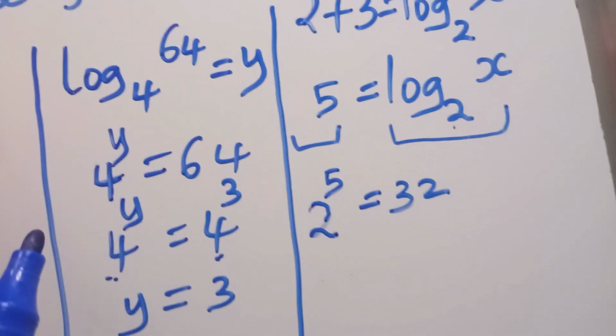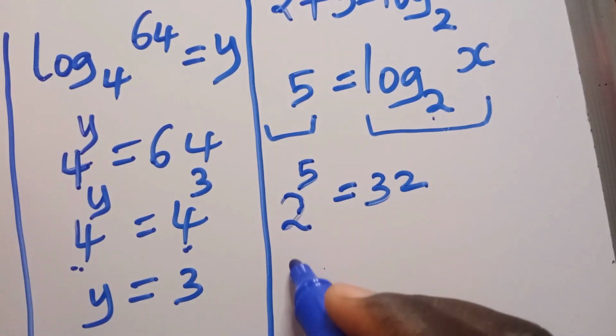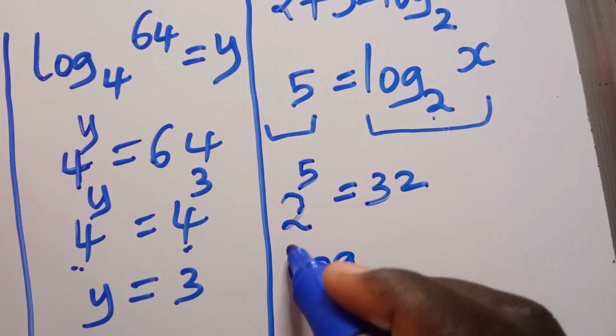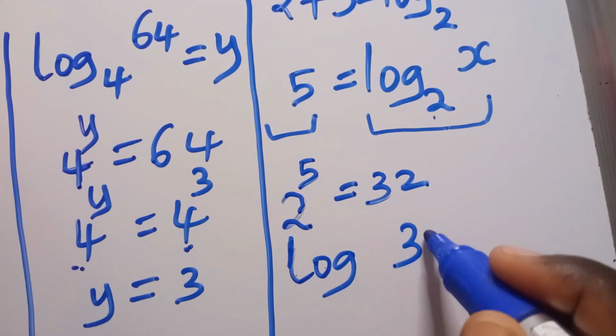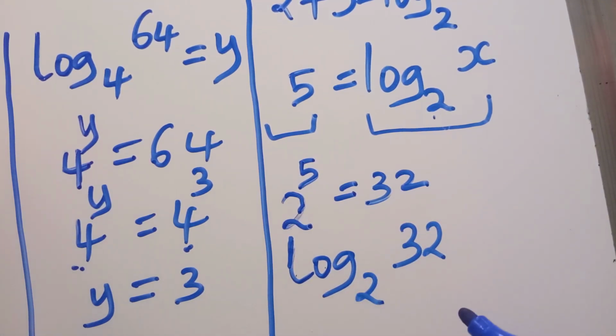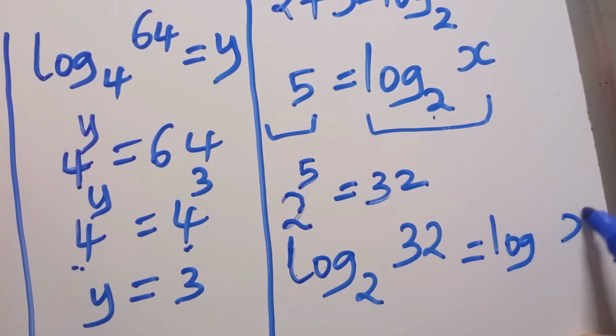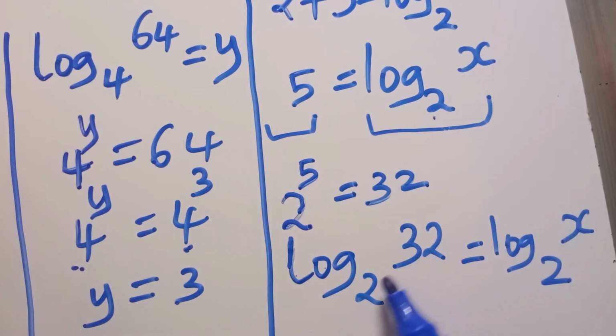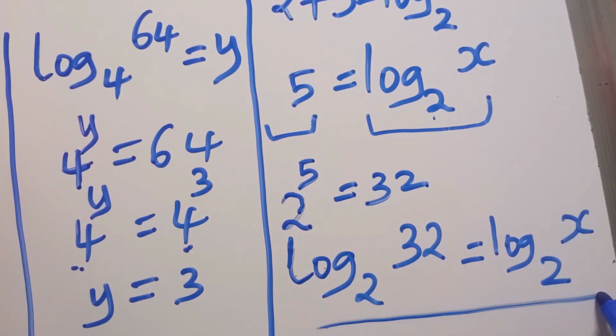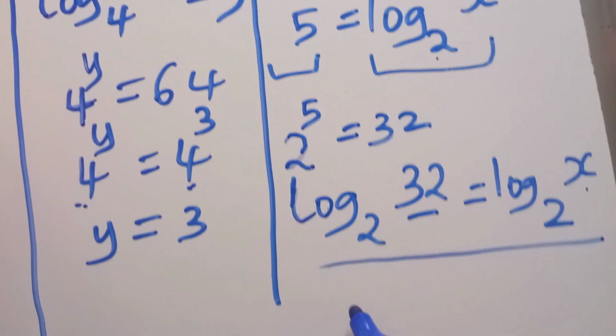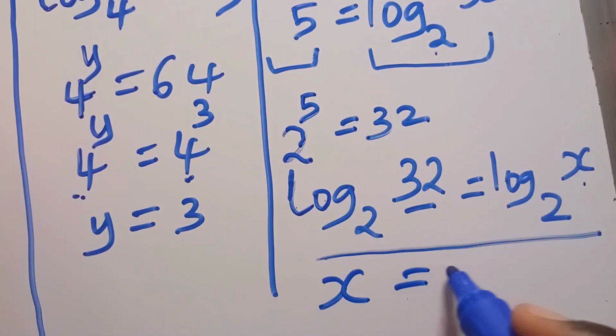Now, having that, we say the logarithm of 32 base 2 equals the logarithm of x base 2. The logarithm of 32 base 2 is just the same as this 5. Now, since these are logarithms of the same base, 32 is the same as x. We can just say the value of x is 32.